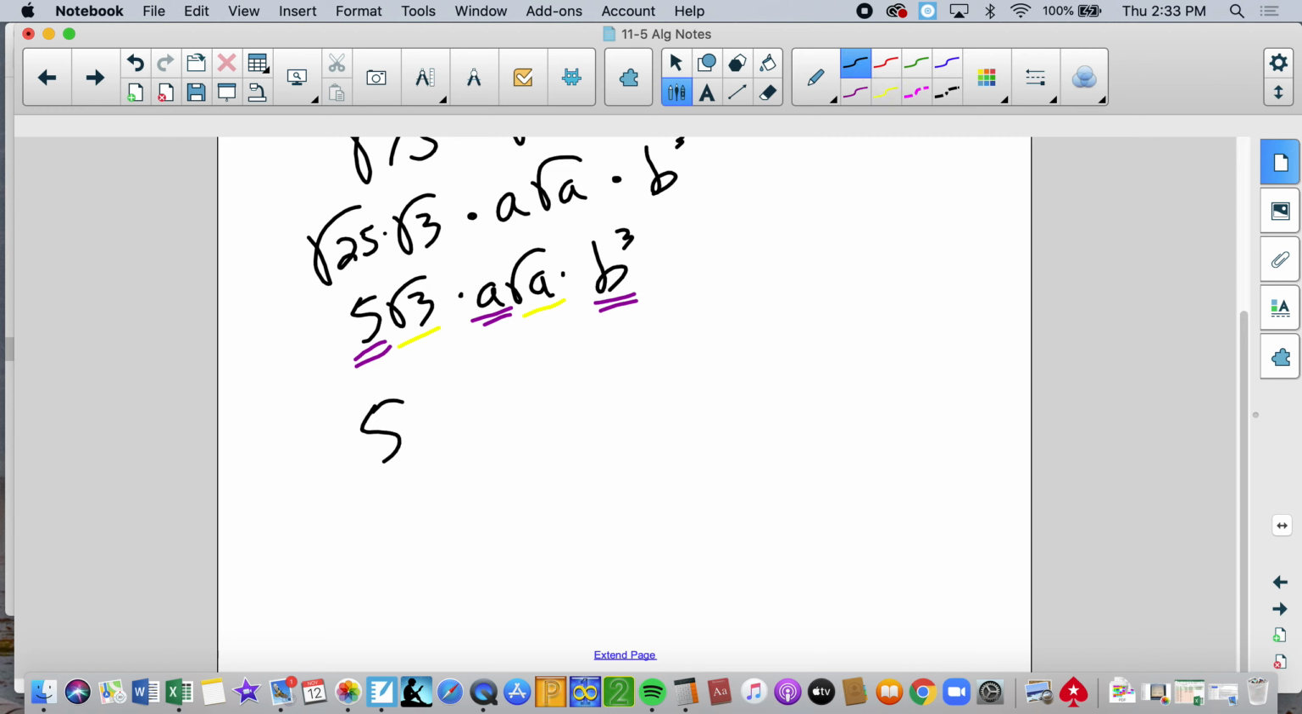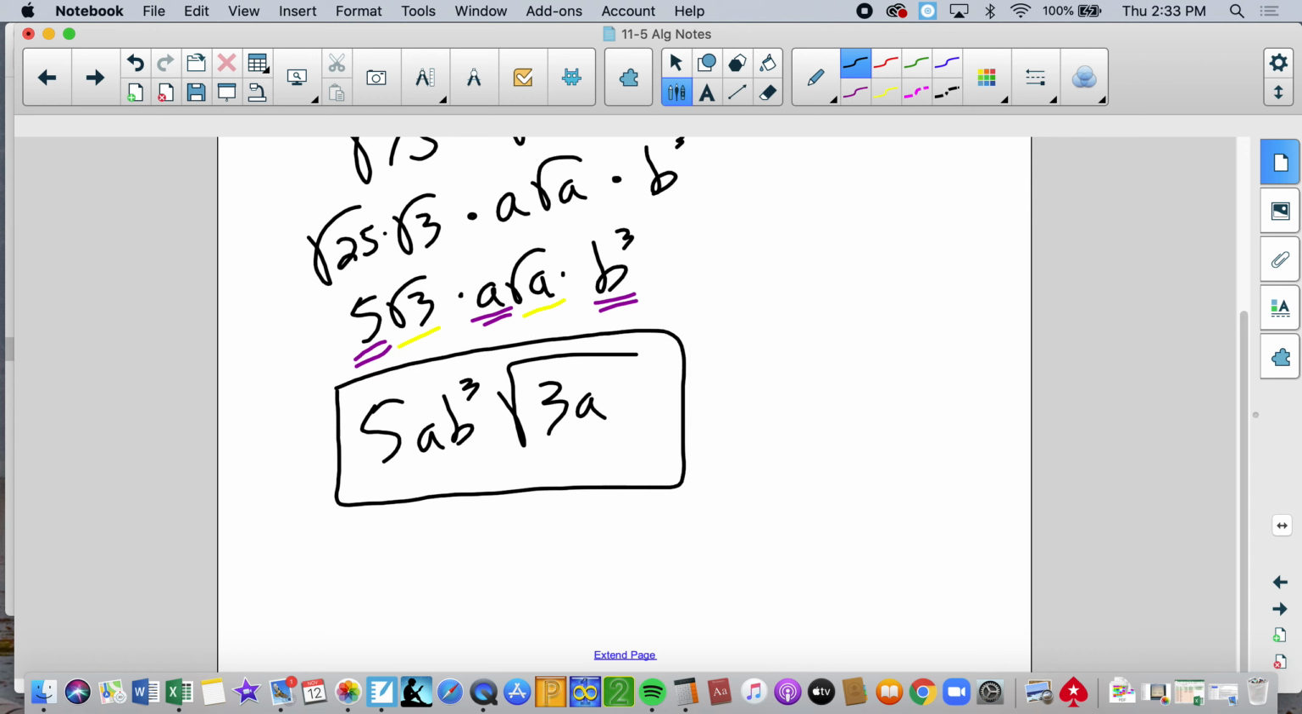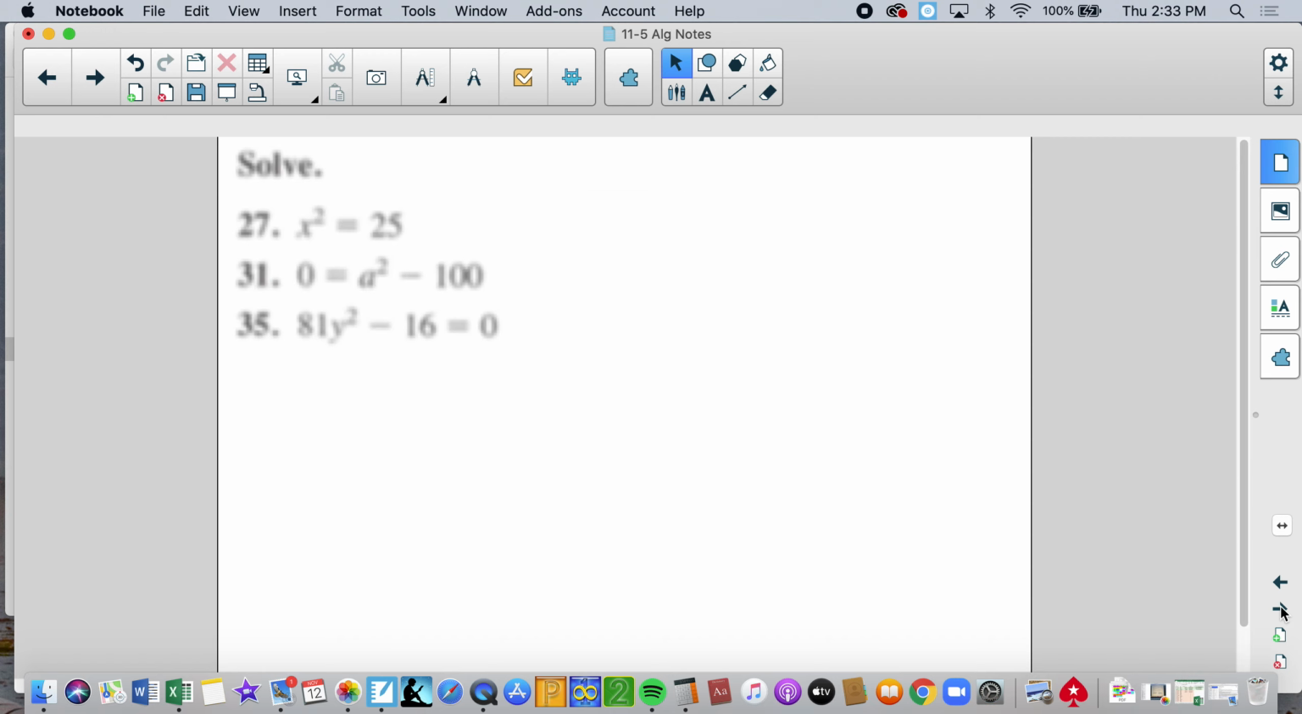Let's write the things in alphabetical order. And then we would write 3a. 5ab cubed times rad 3a. That looks pretty good. I'm pretty sure that that is all we got.